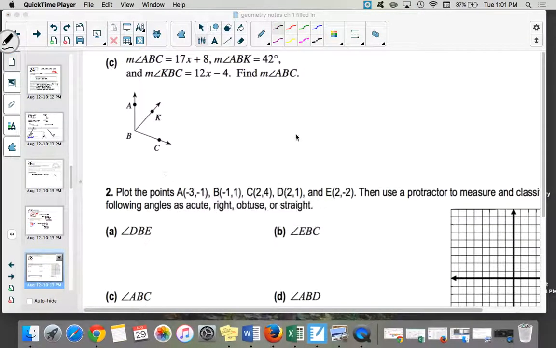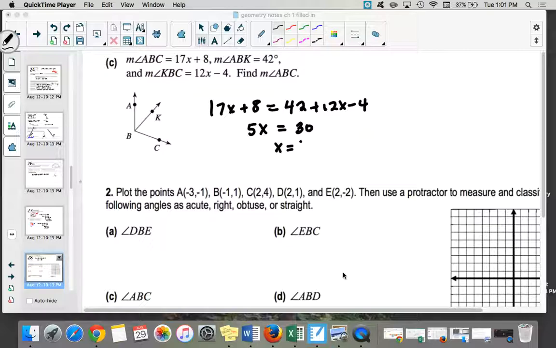All right, so what are we getting? So you had ABC was 17x plus 8. That was the big angle, right? ABK was 42, and KBC was 12x minus 4. So did you guys have 17x plus 8 equals 42 plus 12x minus 4? All right, so when you solve this out, we get 5x when you subtract over, 38 minus 8, so 30. So did you guys get x equals 6?